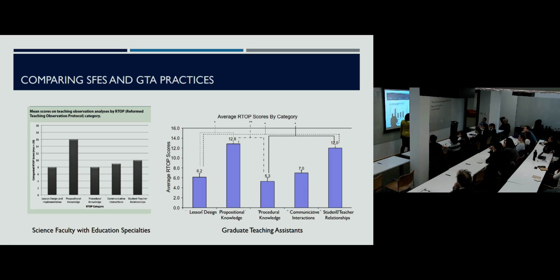The student-teacher relationships, I was curious, are a little bit higher than the ones in the faculty, but the faculty, interestingly enough, were teaching lectures. The graduate teaching assistants were teaching labs. So I find it interesting that the patterns ended up being similar. Something I'll think about in the future.